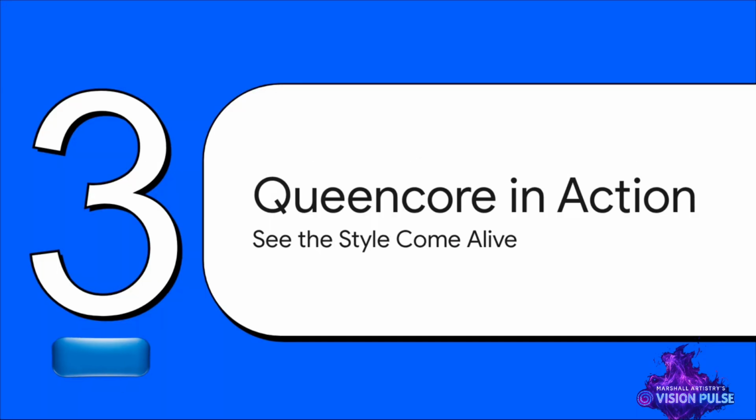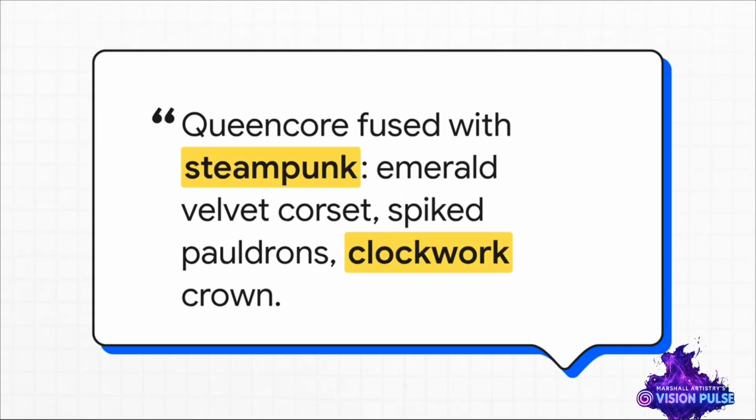So theory is great and all, but let's see what this actually looks like when you put it all together. Here are a few complete prompts that really show the incredible results you can get when you command your AI with Queencore. Check out this image prompt. It kicks off by fusing the styles, Queencore fused with steampunk. Awesome. Then it just nails the details, pulling straight from our palette, the emerald velvet corset, the spiked pauldrons, and that incredible clockwork crown. You can practically see the final image in your head just from reading that prompt, and that right there is the power of this method.